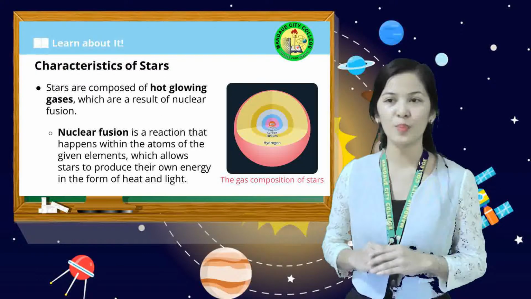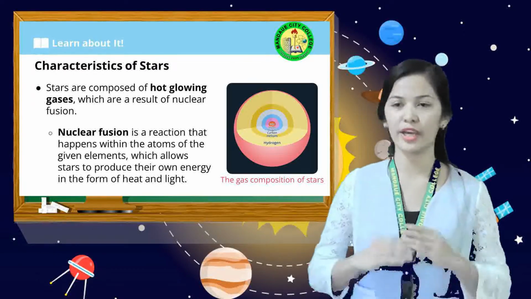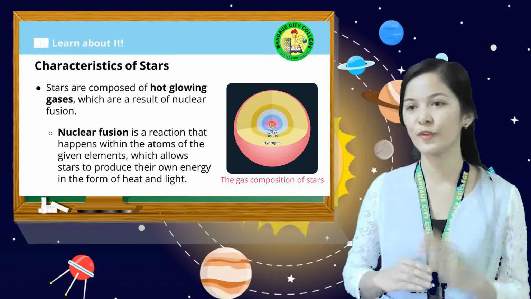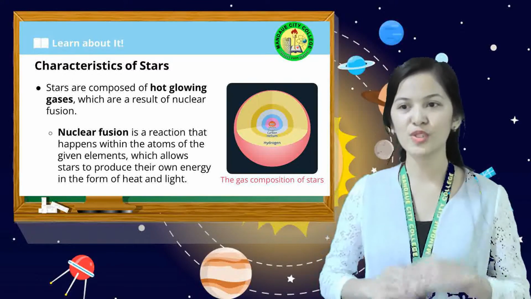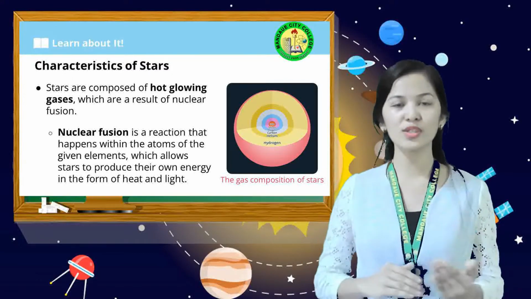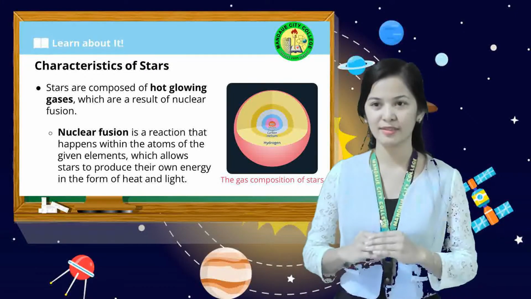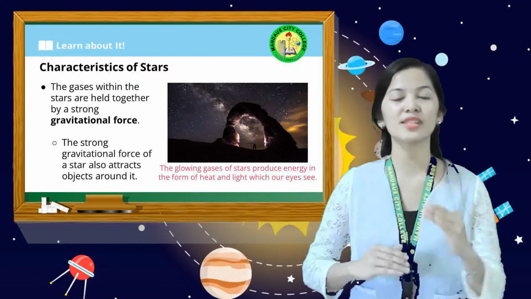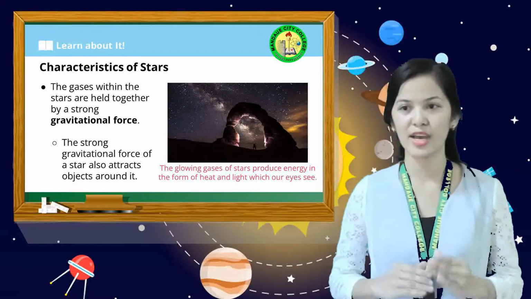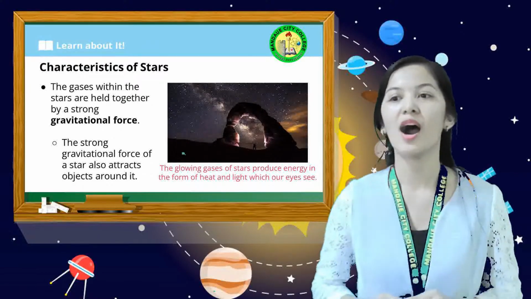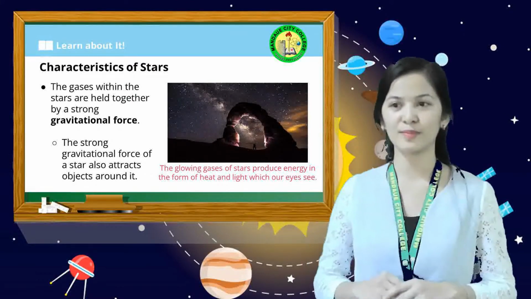So stars are composed of hot glowing gases which are a result of nuclear fusion. Nuclear fusion is a reaction that happens within the atoms of the given elements which allows stars to produce their own energy in the form of heat and light. The gases within the stars are held together by strong gravitational forces. The strong gravitational forces of stars also attract objects around them.